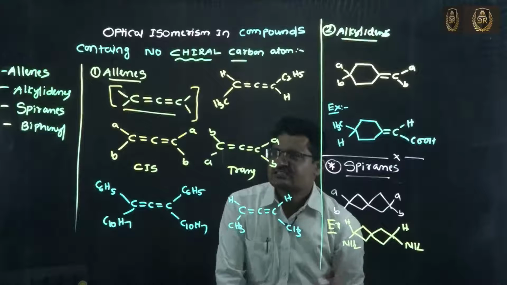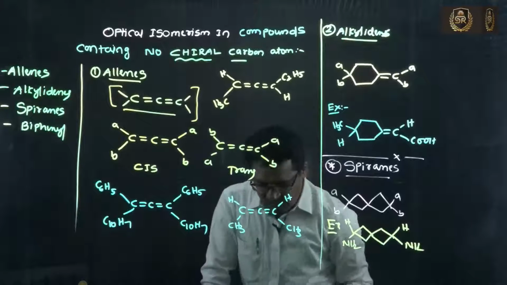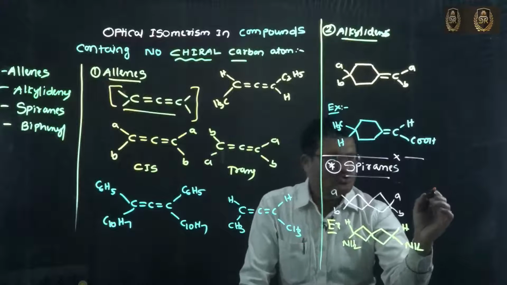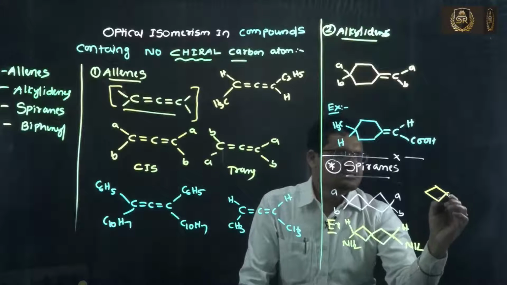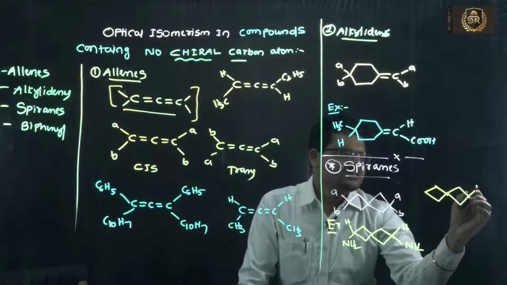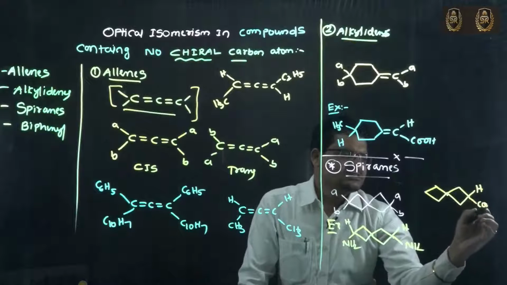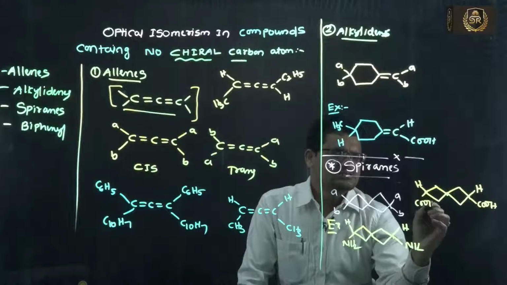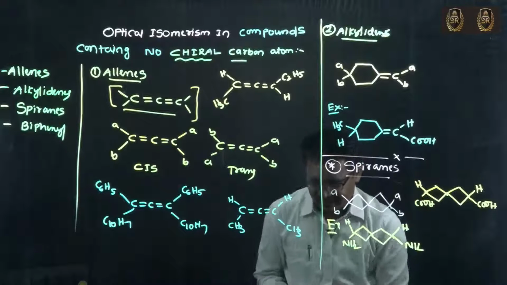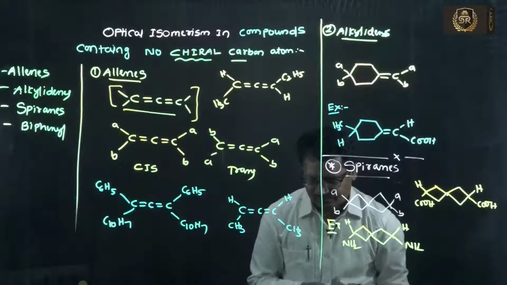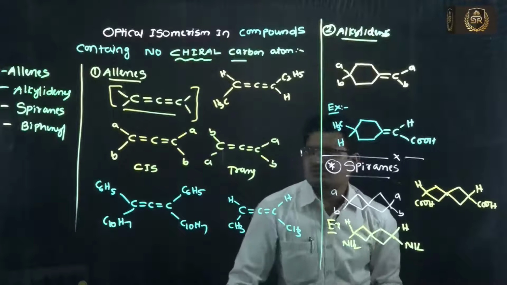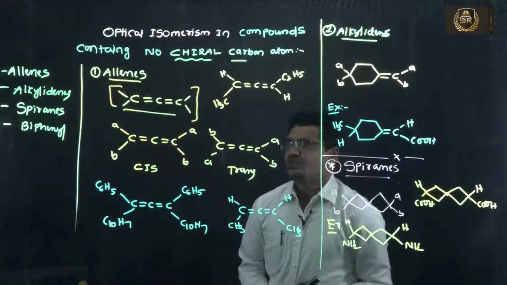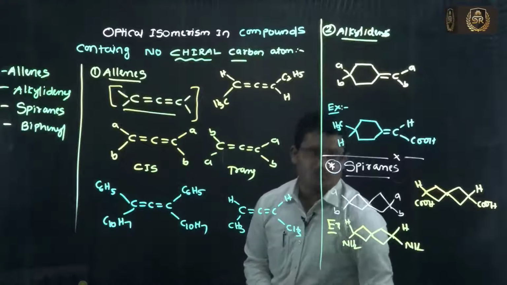This is cis spirene. Another example of spirene: take two carbons like this, this is hydrogen, this is COOH, this side hydrogen, this side COOH. This is also spirene. Next, one more example. So these are the examples of spirene. Next one, biphenyl compound.